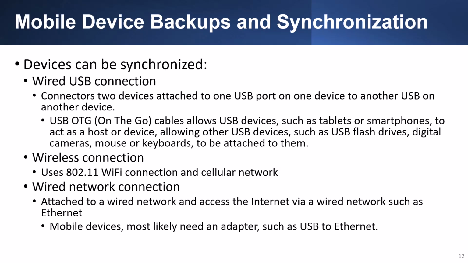You can also use wireless connections, which use 802.11 Wi-Fi connections and cellular networks. A wired network connection allows you to attach to a wired network and access the internet via a wired network such as Ethernet. Mobile devices most likely need an adapter such as USB to Ethernet.